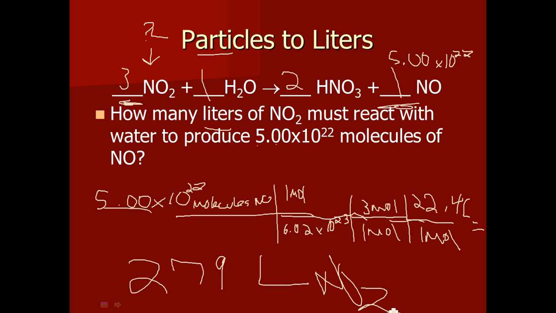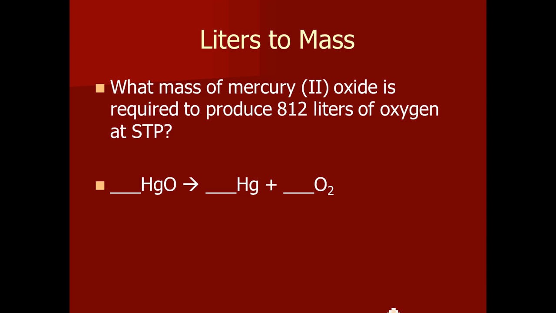Okay. Alright, last one. Here we go. This is liters to mass. It says, what mass of mercury II oxide, so we're looking for this in mass, is required to produce 812 liters of O2 at STP. It's just like standard temperature and pressure. It has nothing really to do with the problem. We're going to balance it first: 2, 2, 1.